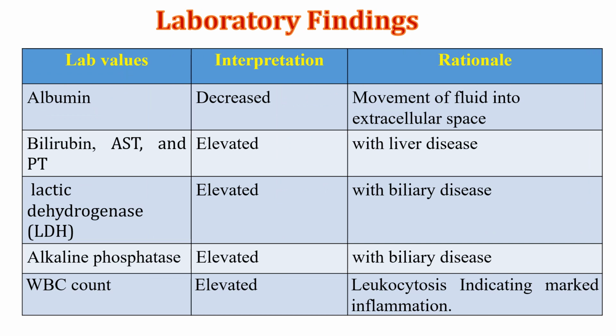Also, the patients will develop a low albumin level, or hypoalbuminemia, due to shifting of the fluid into the extracellular space. Also, the patients will develop high bilirubin level, AST and PT, which may also be secondary to the presence of liver disorders or liver disease. The patients also will develop a higher lactate dehydrogenase, secondary to biliary disorders such as cholelithiasis. Also, the patients will have a higher alkaline phosphatase level in case of biliary disorders. And finally, the white blood cell count will be higher due to the inflammatory process.